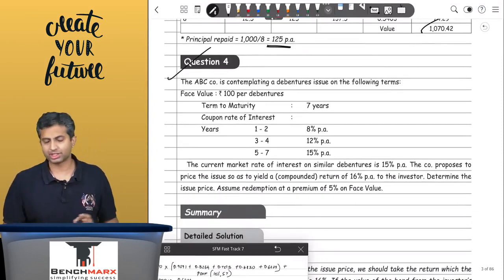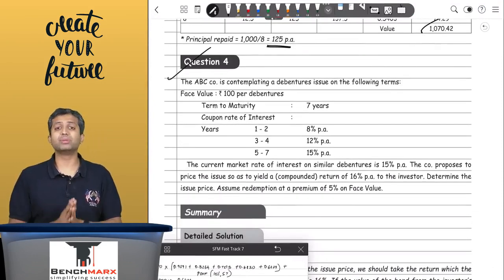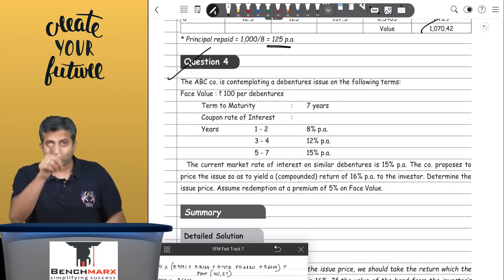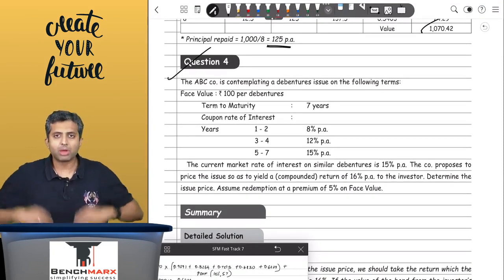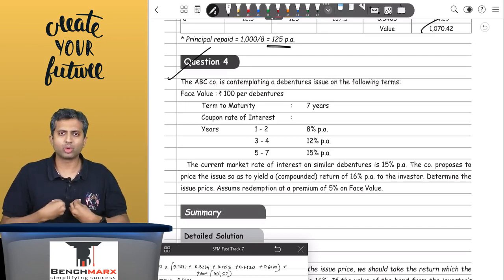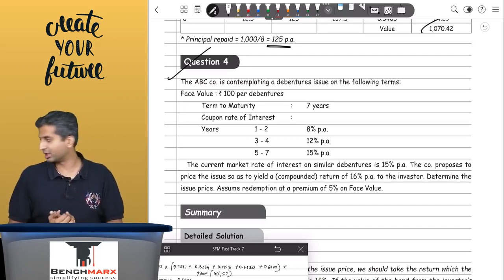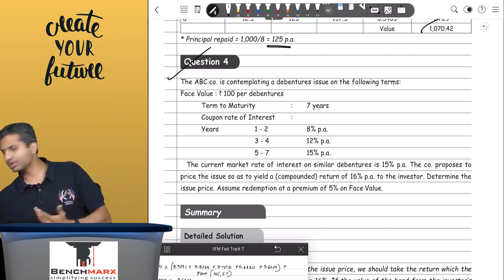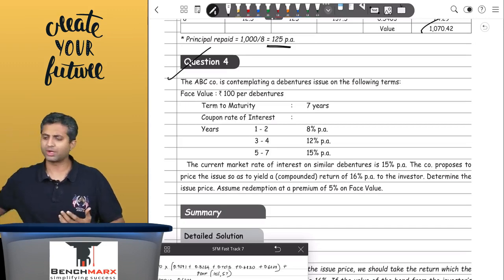This is slightly interesting over here. In this question, there will be 2 rates which is given. You will have to select the discount rate. Remember, while selecting the discount rate, you have to ask yourself what is the objective of doing that? What is the objective of selecting the discount rate? Well, the objective over here is to find the present value.